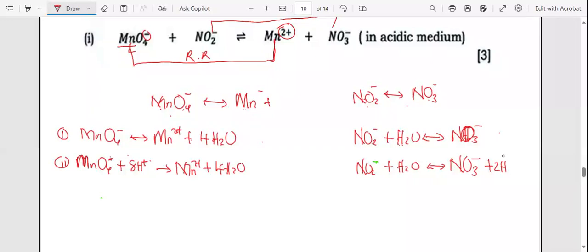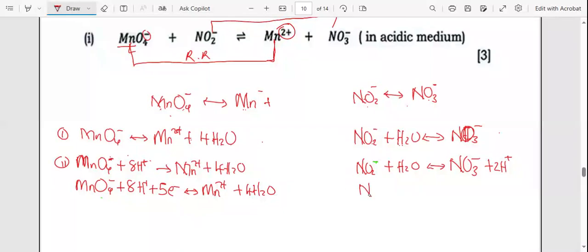So we said this was 2 positive here like that. Now we are going to add here. So we say MnO4 negative plus 8 hydrogen ions. We said to add 5 electrons like that. Then equal to Mn2 plus 4H2O. Okay, we are done there.